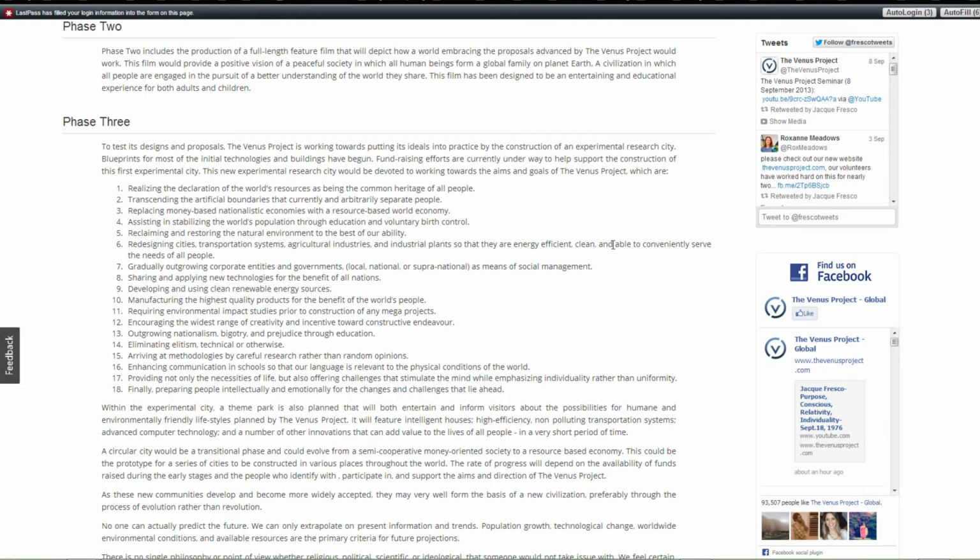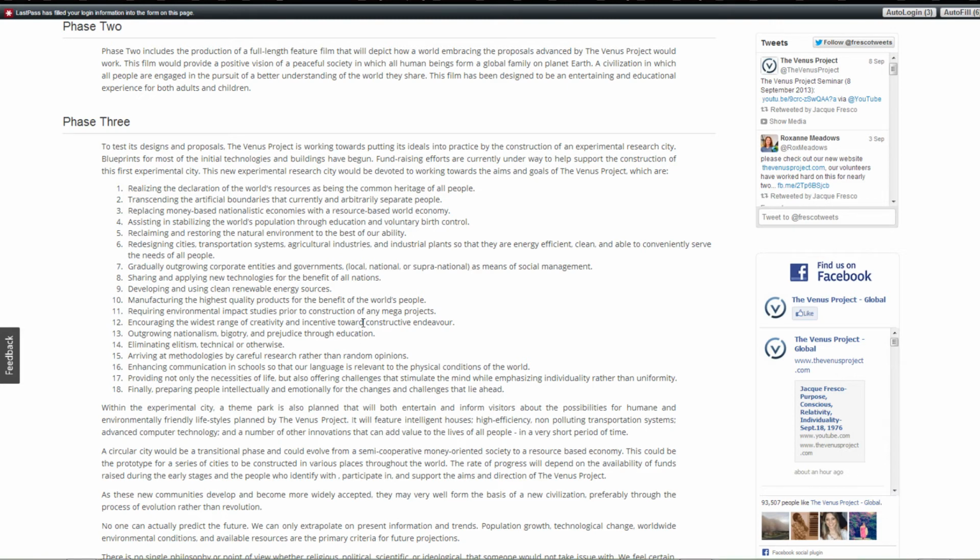This sentence, efficient, clean, comma, and able to. So just remove this comma for consistency. Before, you had this comma on this side of the parentheses, and I think it's correct to move this comma to the other side of this parenthesis.